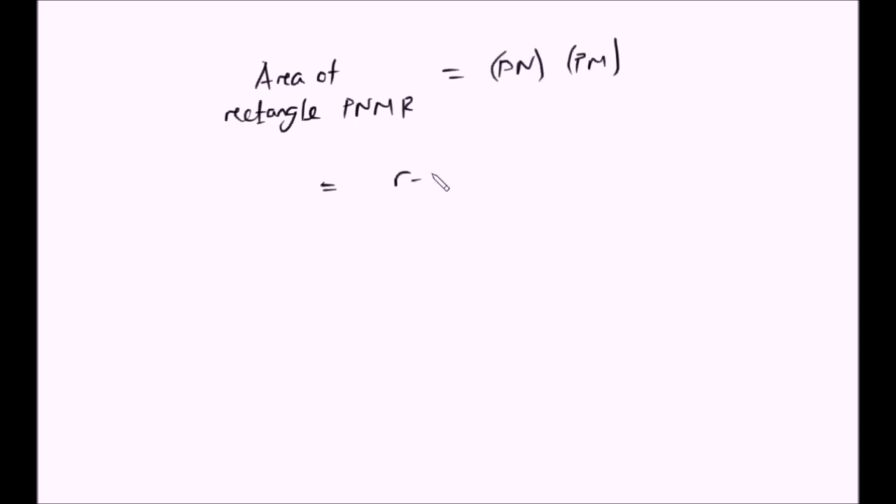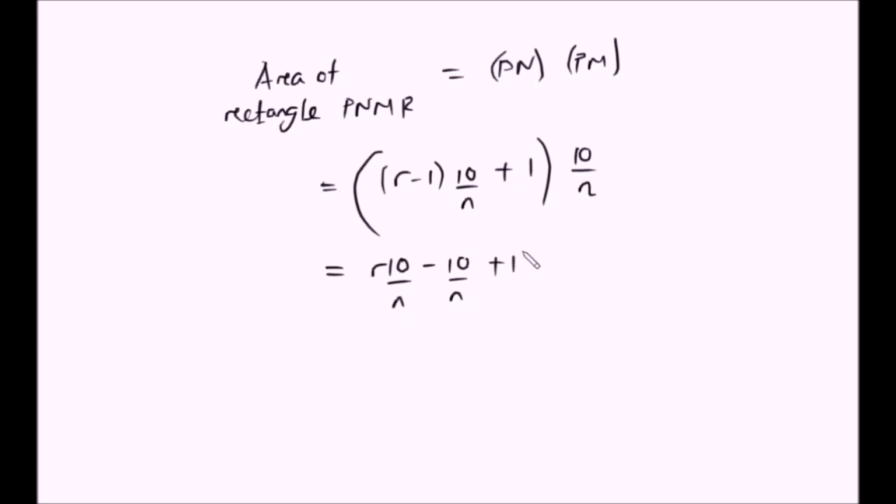So Pn we got there: R minus 1 times 10 over n plus 1. And then Pm is the width, 10 over n. By the way, all rectangles have width 10 over n. So the area of rectangle PNMR, to simplify, bringing this 10 over n inside, is R times 10 over n minus 10 over n plus 1, times 10 over n. Simplifying even further, bringing this 10 over n inside, it is R times 100 over n squared minus 100 over n squared plus 10 over n.